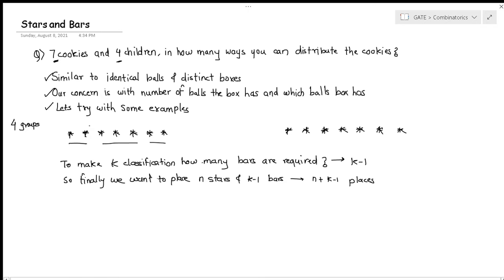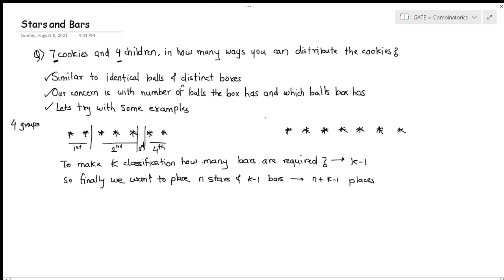Here I have placed one bar which is separating these two cookies, indicating that they are for the first child. Here I am putting the second bar, indicating that these three cookies are for the second child. Now here again I have put one more bar, and as we can see there is nothing inside this, so it indicates that there are zero cookies for the third child. And here we did not need to put any extra bar because the fourth one is already separated. So this indicates that the fourth child has two cookies.